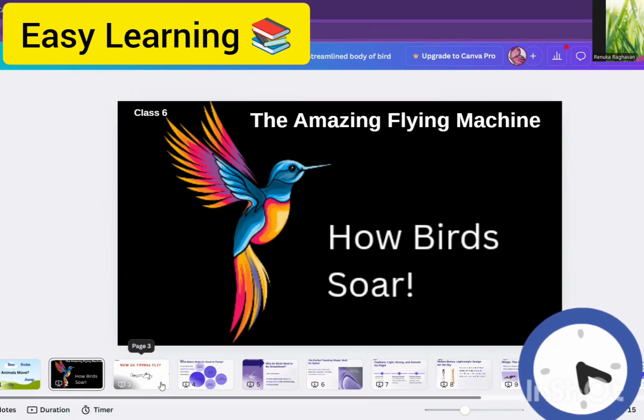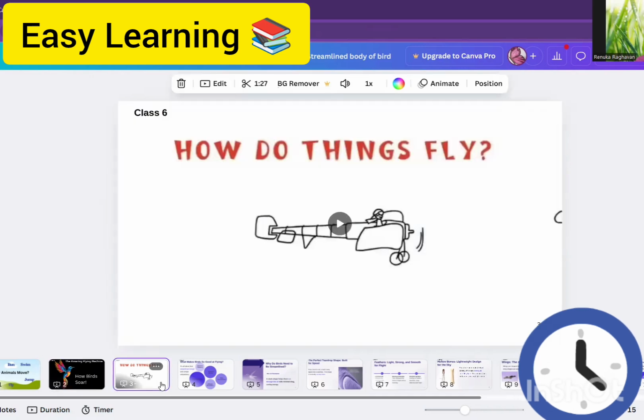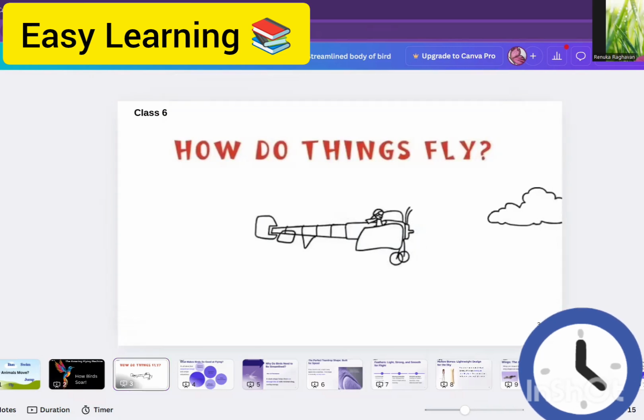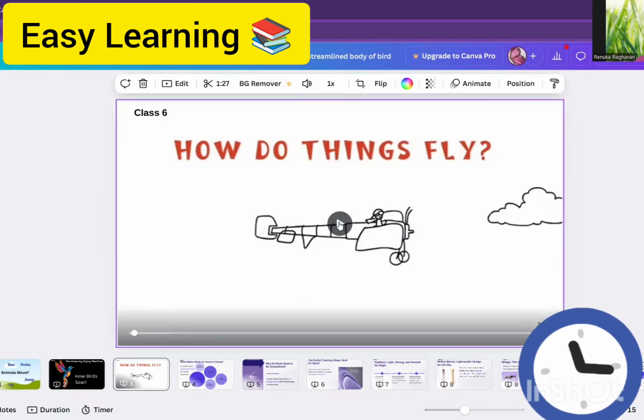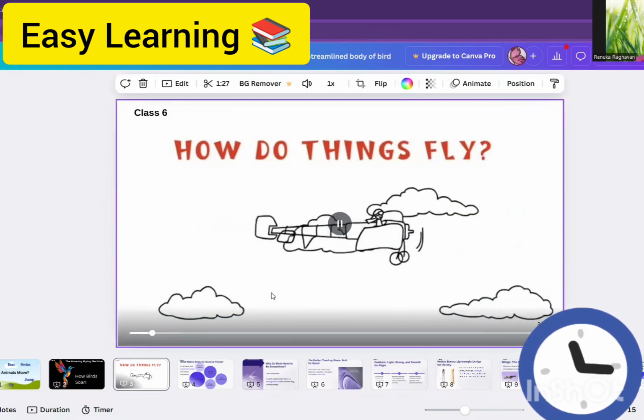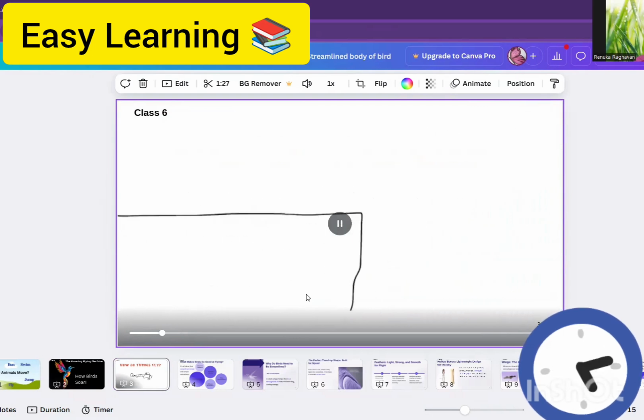Okay, before that, let me show a video on it, how do things fly. Okay, what are the essential factors necessary for things to fly in air. So let me explain one by one.